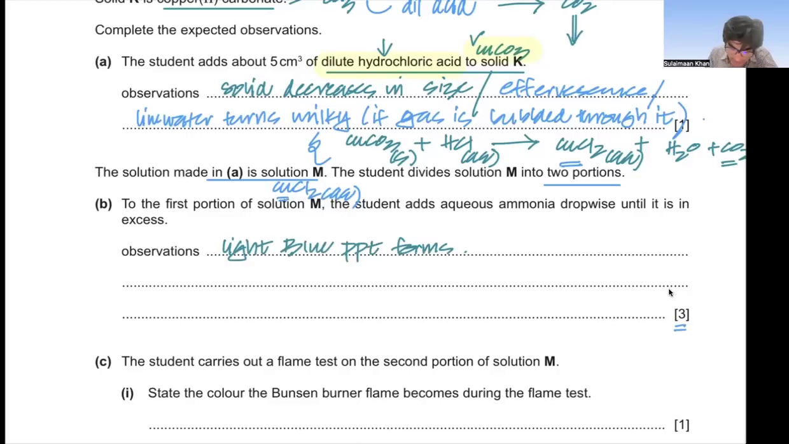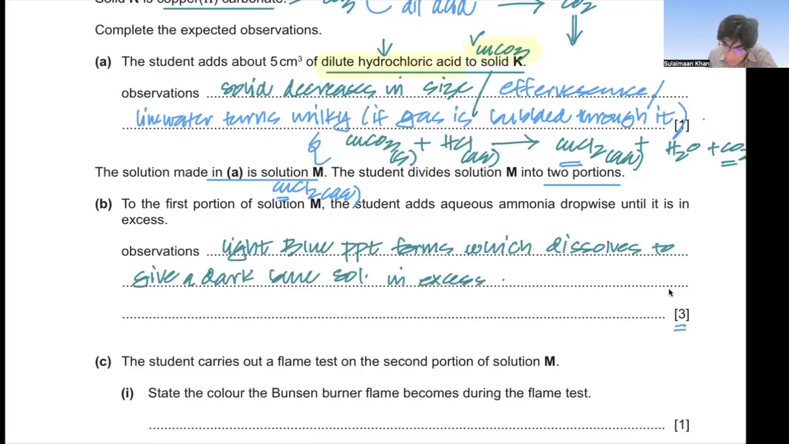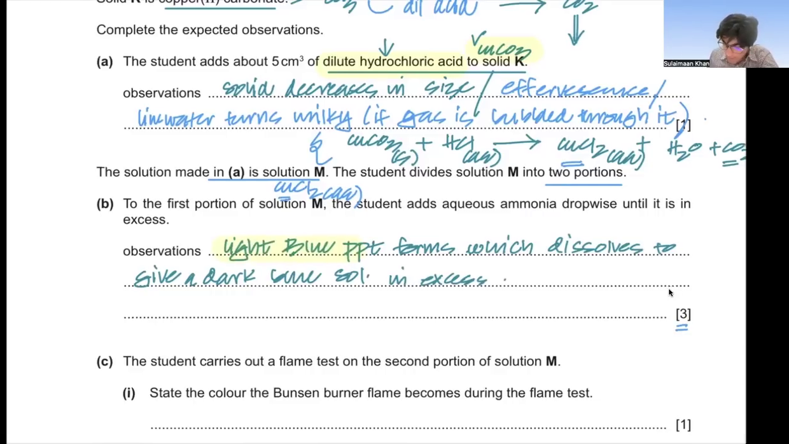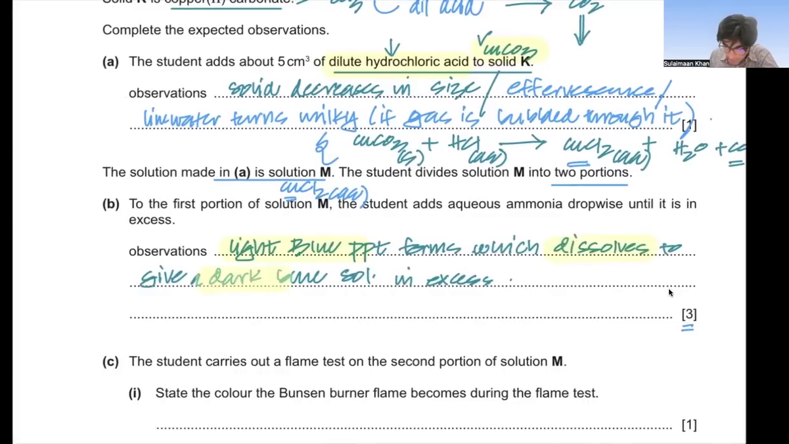But now in excess, it dissolves, right? So it dissolves to give a dark blue solution. Dark blue solution in excess. And that's the 3 marks: 1 mark for writing light blue, 1 mark for saying it dissolves, and the other mark for saying dark blue solution.